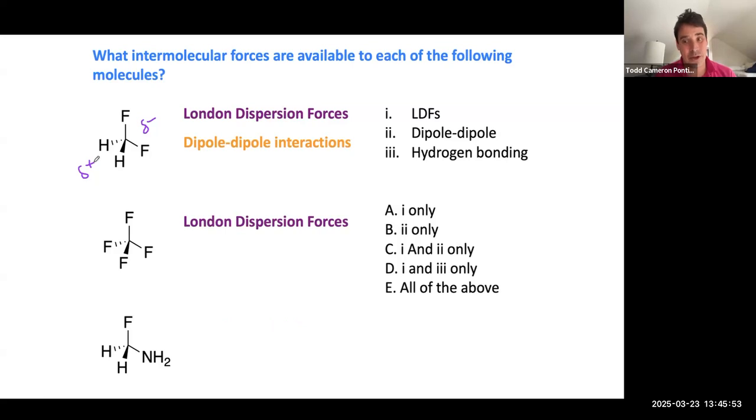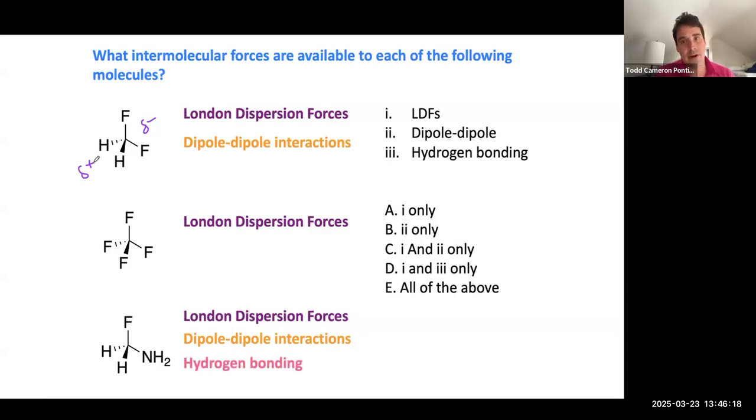It's a perfectly symmetrical molecule. All the dipoles cancel out, so in this case, there's only LDFs. And then the final one, methylamine, has LDFs, classic. It has dipole-dipole interactions. And it also has that NH2 group, which allows for hydrogen bonding.